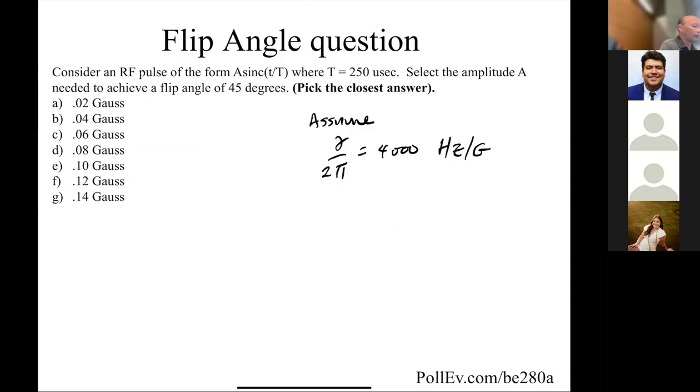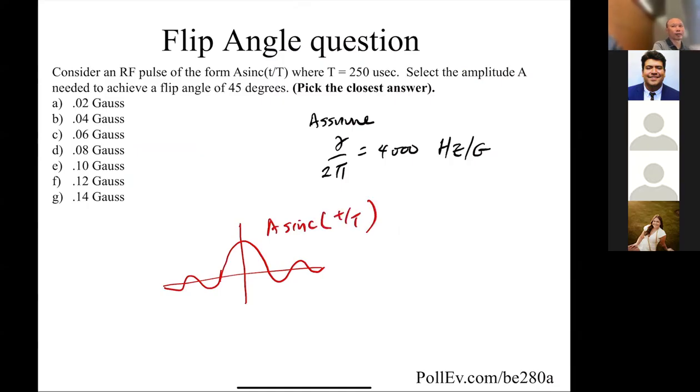Here's a question. You have an RF pulse of the form A times sinc(t/T). Now, Professor McVeigh went over the sinc function with you guys, right? Okay. So that means the zero of this sinc function is at T, right? That's what the sinc function looks like. So it's got an amplitude of A, and T is equal to 250 times 10 to the minus 6 seconds.